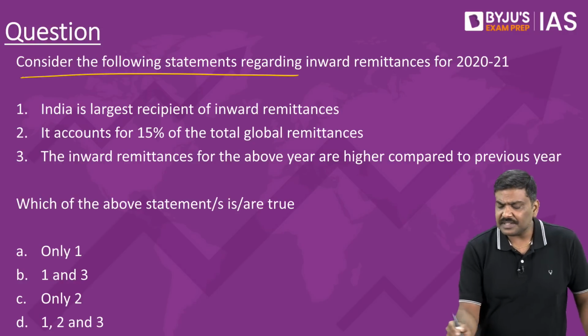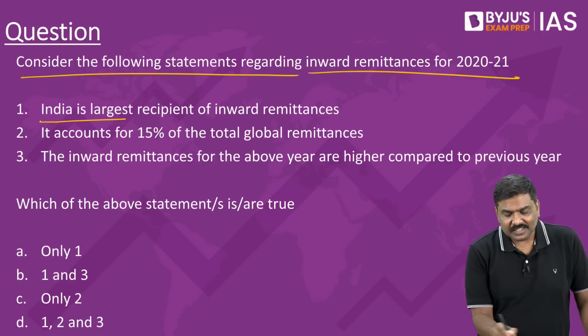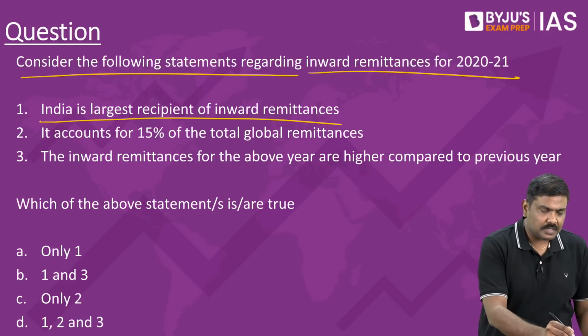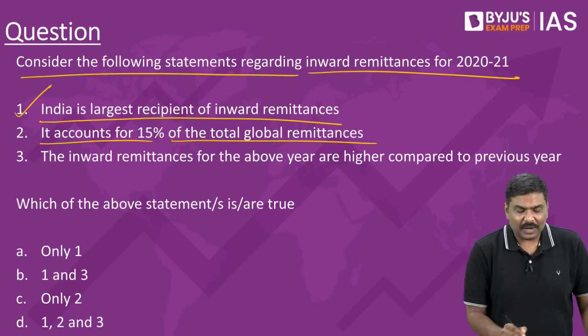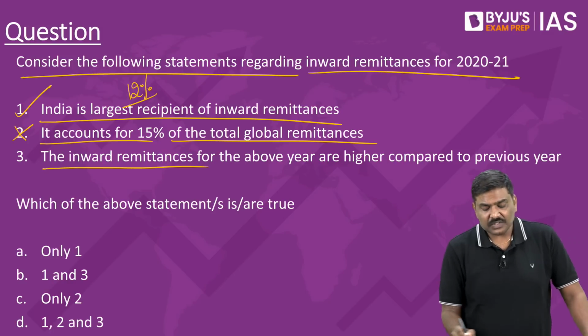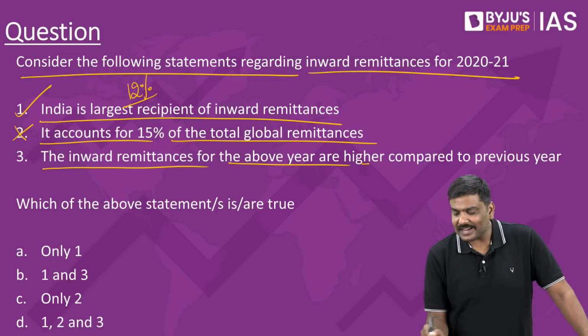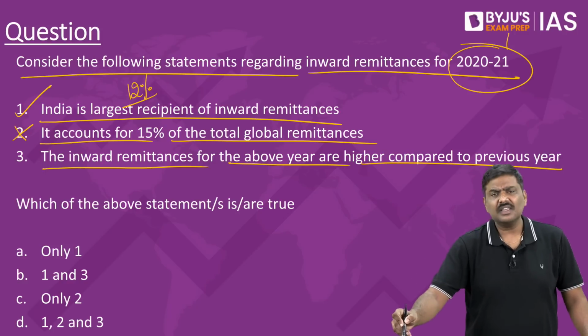Consider the following statements regarding inward remittances for 2020-21. India is the largest recipient of inward remittances. Statement 1 is correct. It accounts for 15% of the total global remittances. Statement 2 is wrong. It is 12% of the global remittances. Third, the inward remittances for the above year are higher compared to the previous year. Yes, compared to the previous year, these remittances are higher.